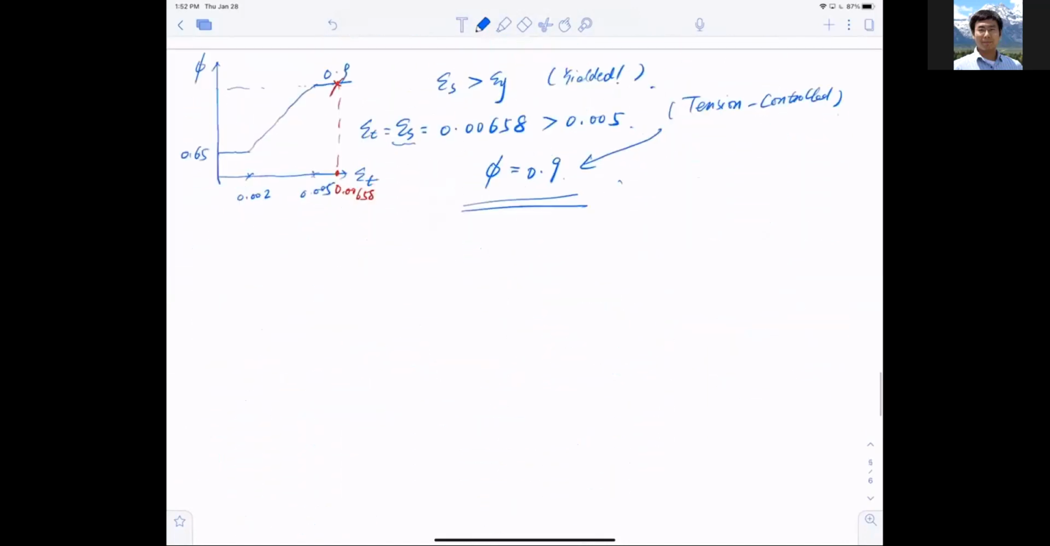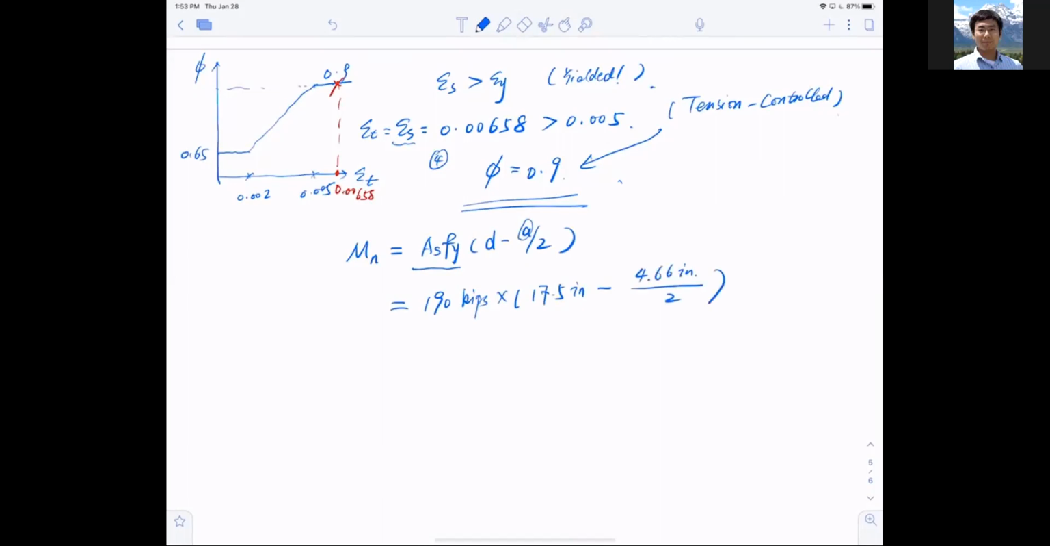Now, this is actually step 4, but anyway, let me finish step 3. So Mn, the nominal moment capacity, equal to what? AsFy. I'm using this equation because I feel it's simple. Multiply d minus half a. So bring the number AsFy, which is 190 kips. Now multiply the depth of the beam, 17.5 inch, minus actual compressive zone. Be careful, this is a, not c. So a is 4.66 inch, divided by 2.